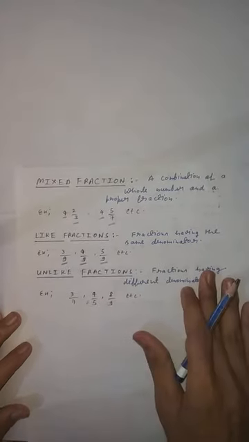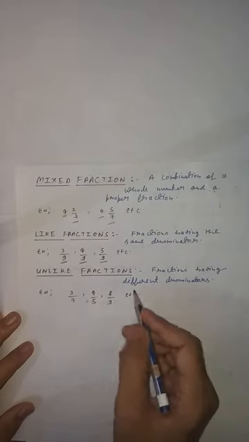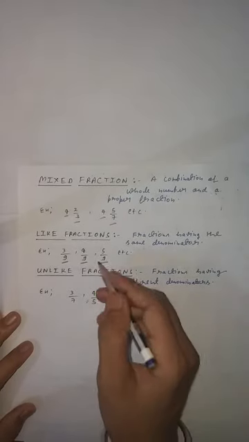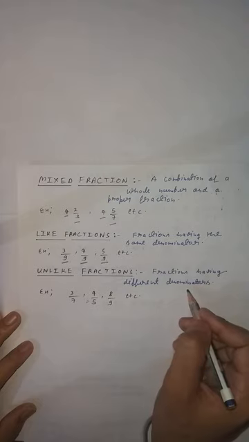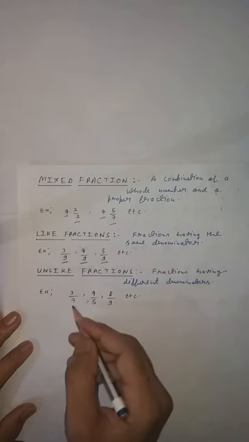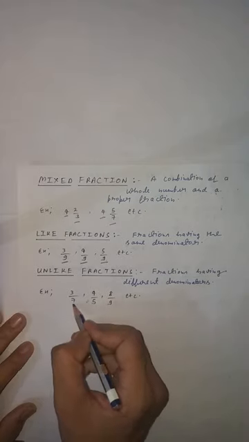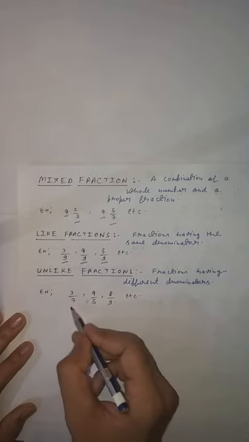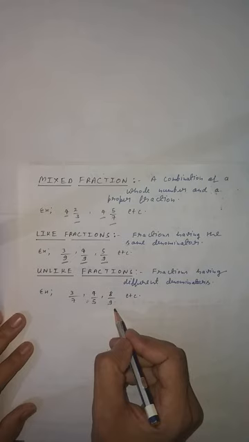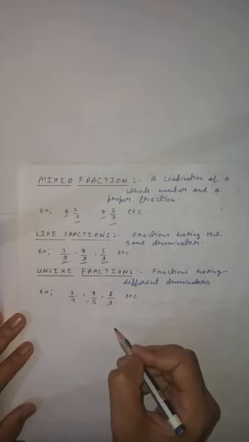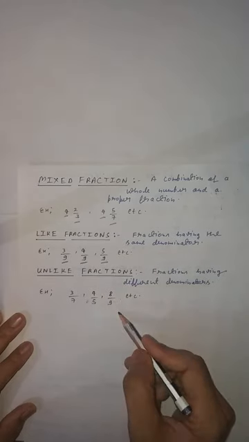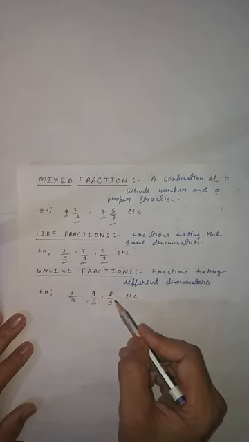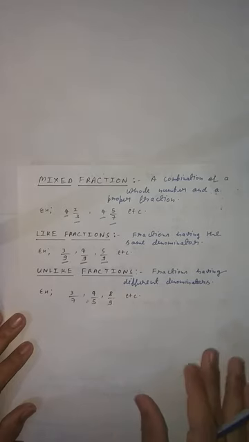Now the second thing, students, is unlike fractions. What is an unlike fraction? Opposite of this, fractions having different denominators. Clear, students? Different denominators means you can see here 7, 5, 9. So these are different denominators. So these are the unlike fractions. So this is the common difference between like and unlike fractions. In like fractions, denominators are the same. In unlike fractions, denominators are different. Clear, students?